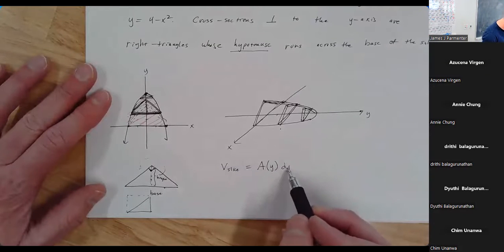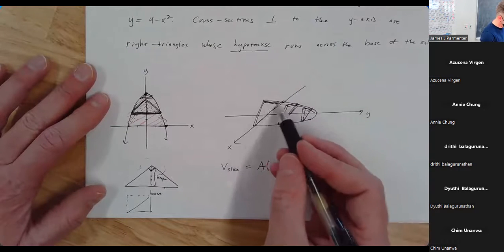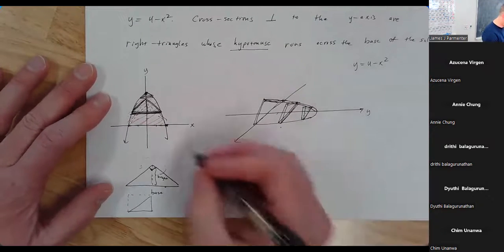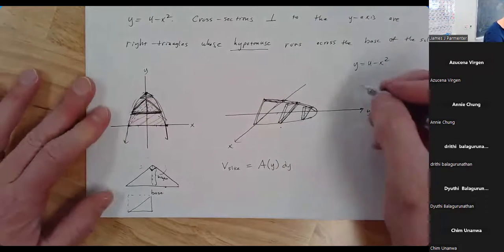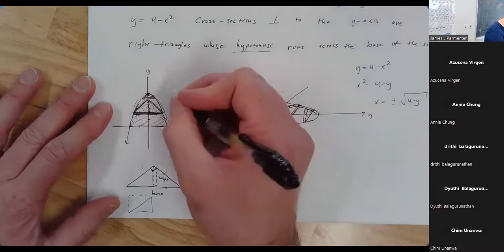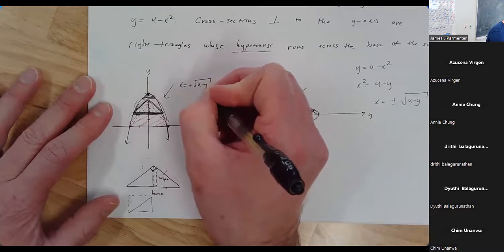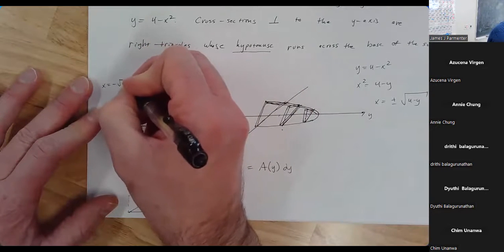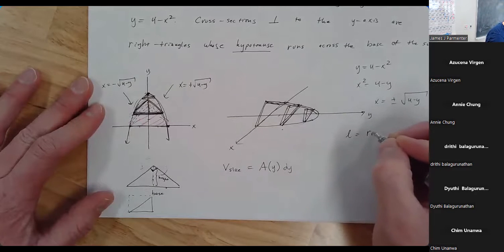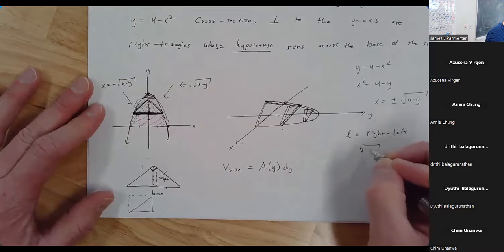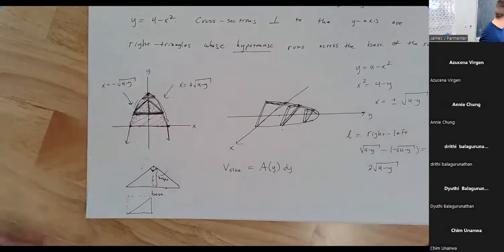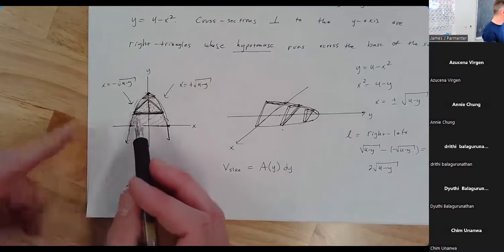Okay, so to find this here, we have to find this length. So we have to essentially do this side of the function minus that side of the function. That function is y equal to 4 minus x squared. If we want to do the right side minus the left side, we have to write x as a function of y. So x squared equals 4 minus y, x equals plus or minus the square root of 4 minus y. The right side is x equal to positive square root of 4 minus y. The left side is x equal to negative square root of 4 minus y. The right side minus the left side is the square root of 4 minus y minus the negative square root of 4 minus y, which is just going to be 2 times the square root of 4 minus y. So that is the length of your base of any triangular cross section.